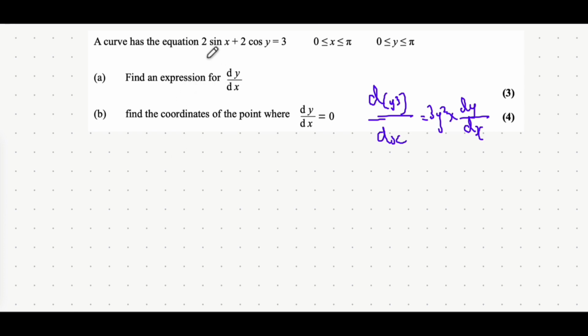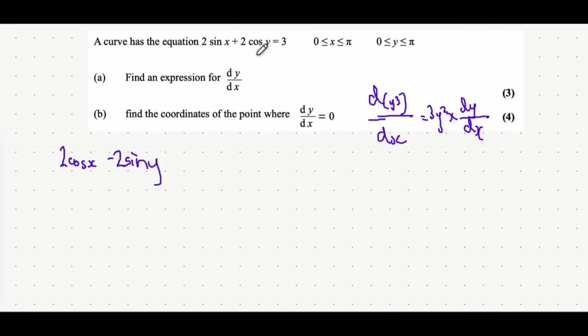Step number 1 in implicit differentiation is you want to differentiate each individual term. The differential of sine x is cos x, but because there's a 2 multiplied onto it, it will be 2 cos x that it differentiates into. For 2 cos y, well, first of all, cos y differentiates to minus sine y. Again, multiplying the 2 onto it will make it minus 2 sine y when you differentiate it.